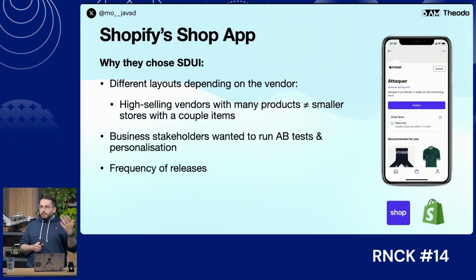So in Shopify's case, Shopify has an app called the Shop app, and it's basically a marketplace where different vendors can come in and list their items as a store on this Shop application, and it's sort of a centralized marketplace giving control to the vendors. And as they built this out, they basically had one layout for all of the different vendors, regardless of their size, if it's a vendor that's got hundreds of items or if they've just got a couple items. And they realized very quickly that's not scalable, it doesn't make much sense, and so they wanted a way to quickly and more flexibly be able to customize the layout depending on the type of vendor that they had, and hence they went for the server-driven UI approach. Business stakeholders also wanted to run A/B tests and personalization, and server-driven UI really shines here, and they wanted to increase the frequency of the releases.